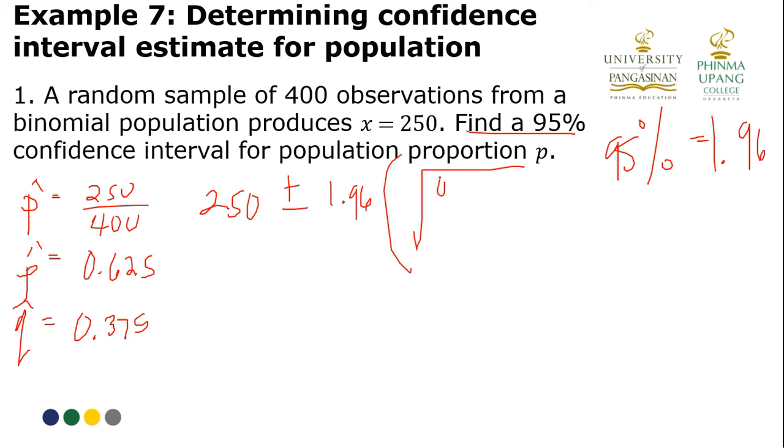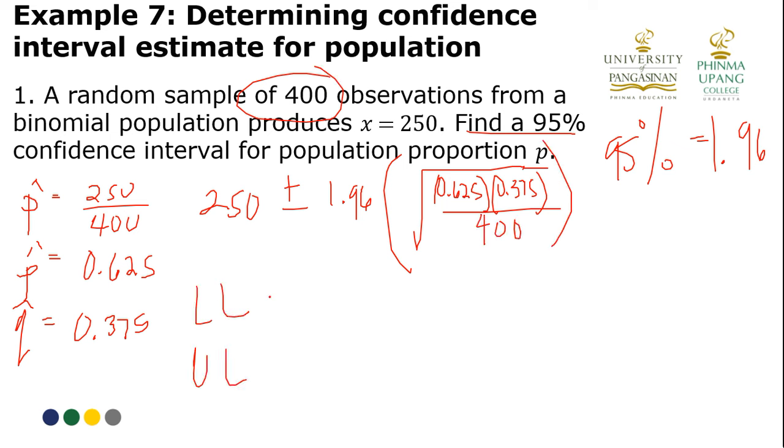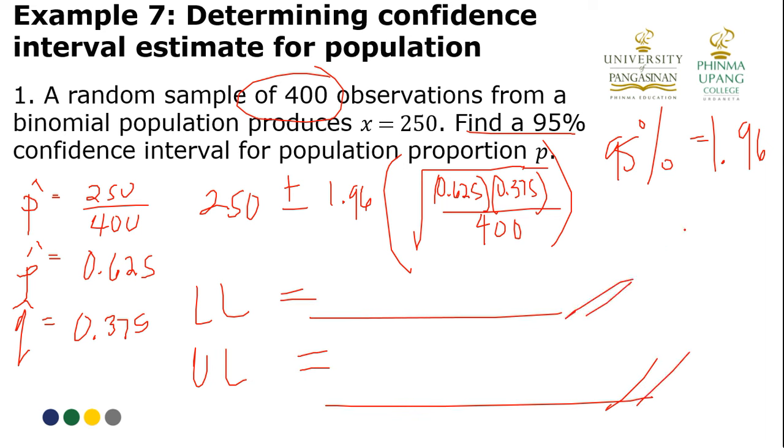And what is the P hat? 0.625 multiplied by 0.375. Square root of your n here is 400. Okay, give me LL and the UL. Final answer na ha. Go. LL and UL. Four decimal places po ha. Four decimal places for LL and UL. Direct nyo na yan sa calculator, pwede.